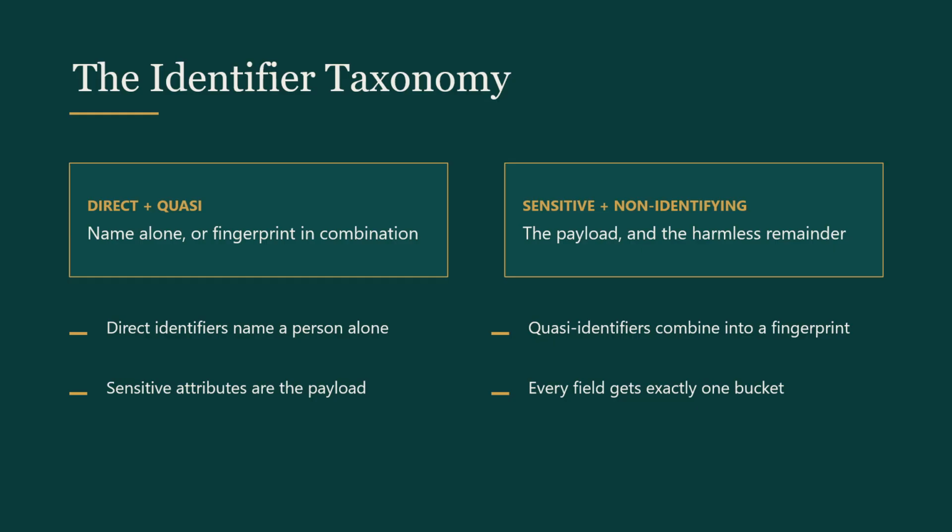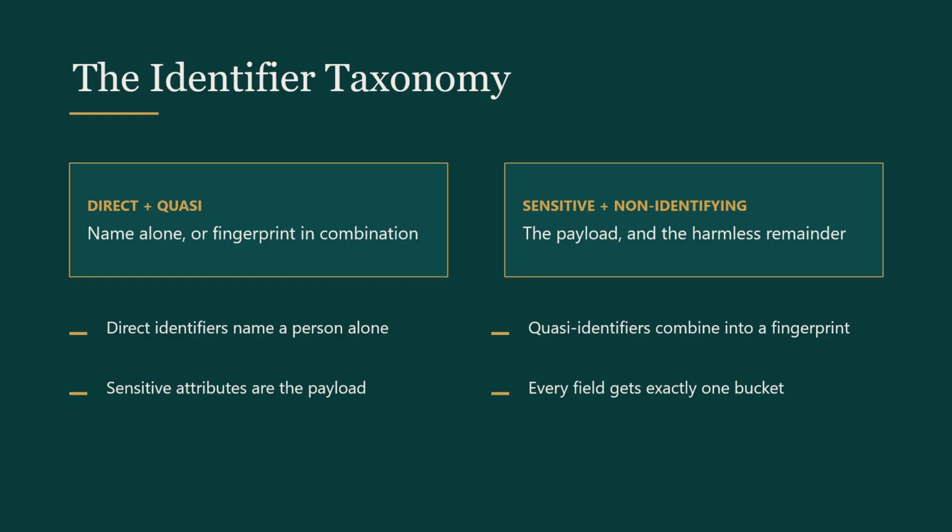Bucket 2, quasi-identifiers, also called indirect identifiers. These identify nobody alone, but combine into a fingerprint: age, sex, zip code, dates of service, race, ethnicity, spoken language, and rare or visible diagnoses. The formal definition is worth memorizing. A quasi-identifier is a field representing background knowledge about the patient that an adversary could plausibly already hold or could obtain from outside your walls.